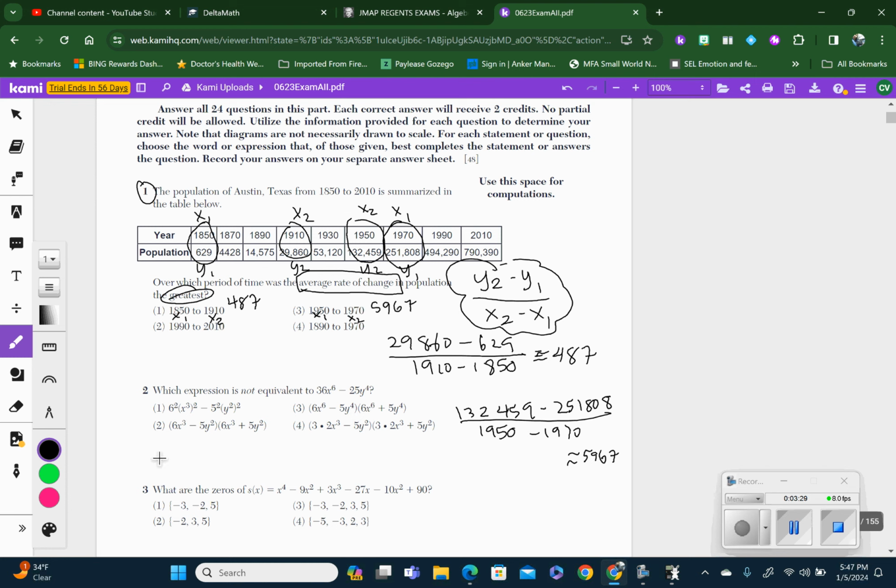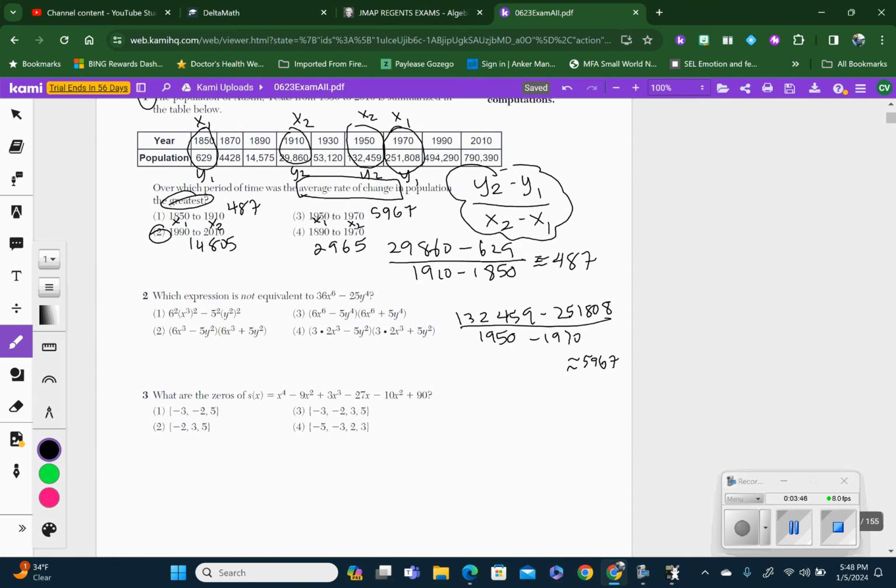And then you do the same thing for each of the other ones. For the second one, you should get 14,805 as your answer. And for number 4, you should get 2,965, and we look to see which one is the greatest. The one that's in the 14,000s is the greatest. That wasn't difficult, it was just long and tedious.